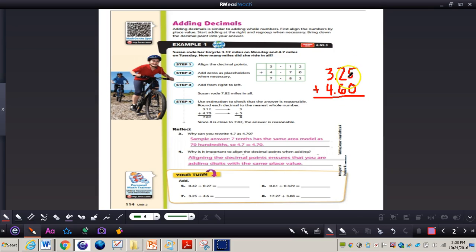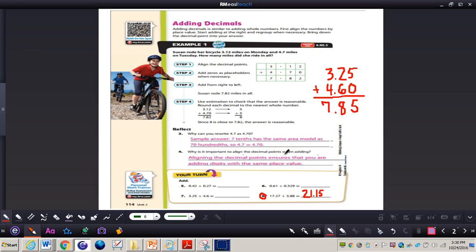That 5 might get lonely being in the hundredths all by itself. So we have 5 plus 0 gives us 5. 2 and 6 gives us 8. We drop our decimal point. 3 plus 4 is 7, for 7 and 85 hundredths for the answer. Now what I want you to do is number 8 all by yourself, and you can work on that now.